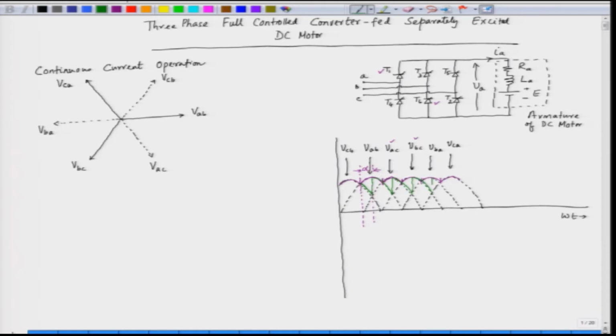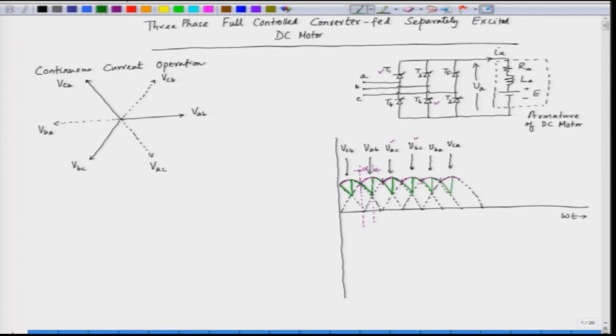So, VA is now looking like this. This is the nature of VA. Similarly, for the other SCRs also, we can delay the triggering angle. In that case, the triggering angle is delayed, so we get the output voltage which looks like this, and alpha in this case also can be varied from 0 to 180.